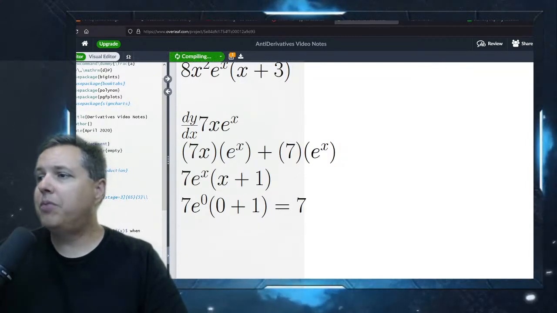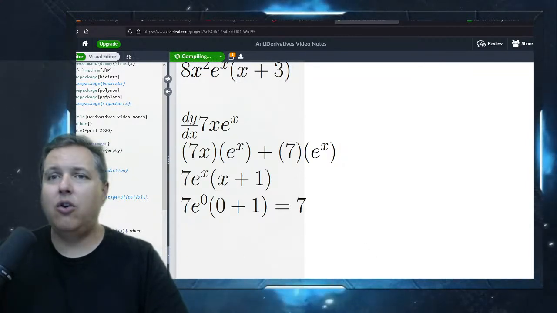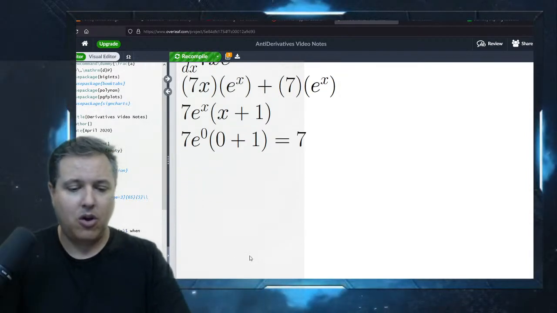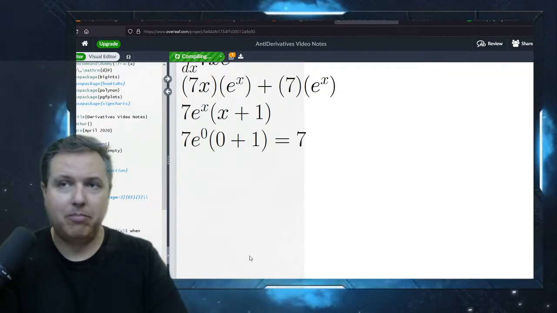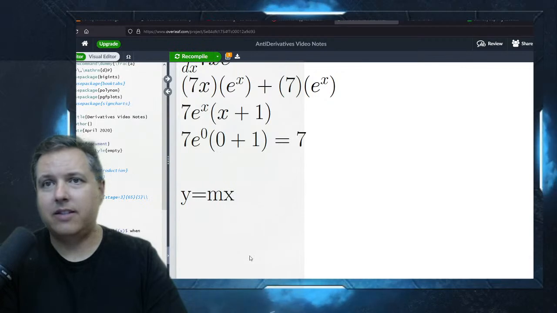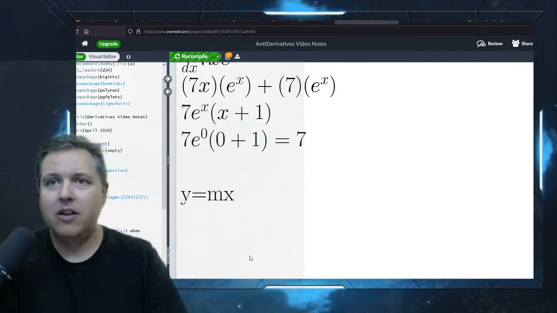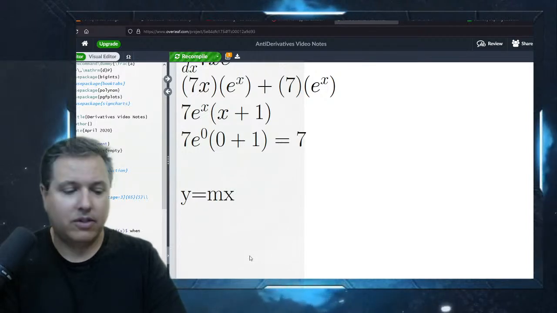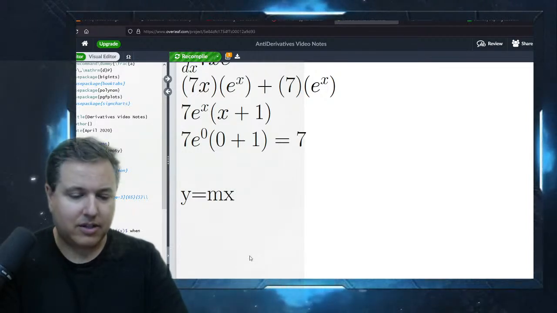So that's our slope then, right? Basically we know that the line we're looking for is of the form y equals mx plus b, because it's a tangent line, so it's a line. But we already know it's going to be y equals 7x plus b.